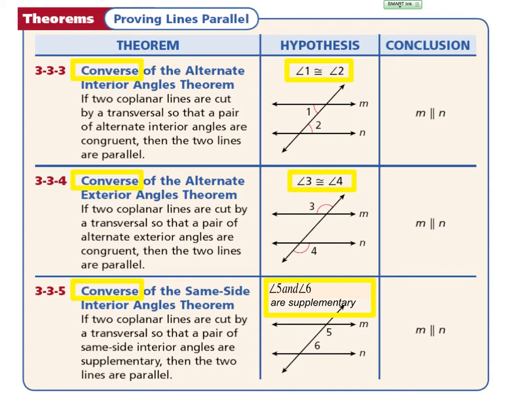Converse of alternate exterior angle theorem. Again, the hypothesis is going to be the specific angles congruent. If it gets kind of low, you might open your book to section 3.3. This was all together on one screen. So on the converse of alternate exterior angle theorem, the hypothesis part is you have alternate exterior angles congruent. Conclusion, the lines are parallel.